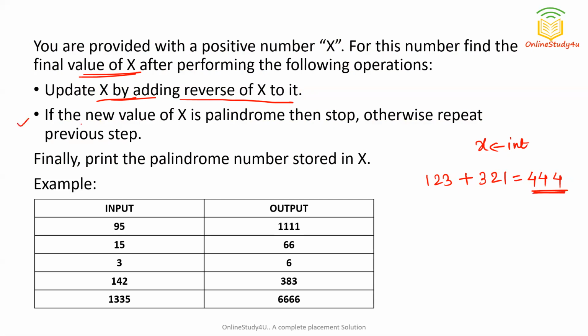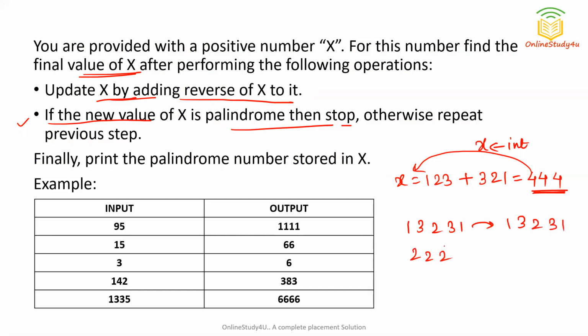The next step is: the new number which we get, we store again in x. If this value is a palindrome, then we have to stop. What is a palindrome? A palindrome means a number is equal to its reverse. Suppose we have the number 13231. When we reverse it, it again becomes 13231, so it can be called a palindrome. If we have similar digits like 222, it is a palindrome because its reverse is equal to the number itself. Similarly, 444 is a palindrome number.